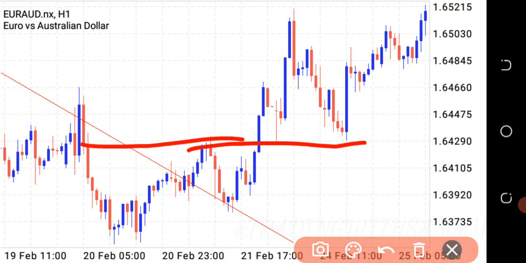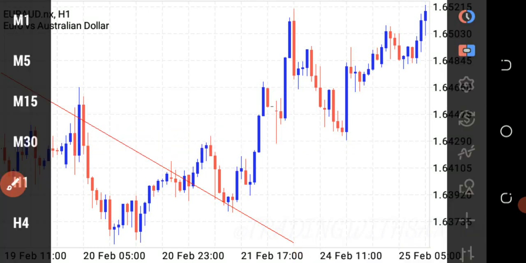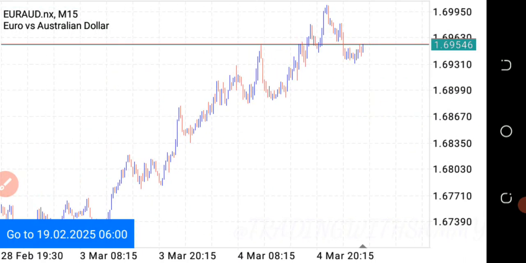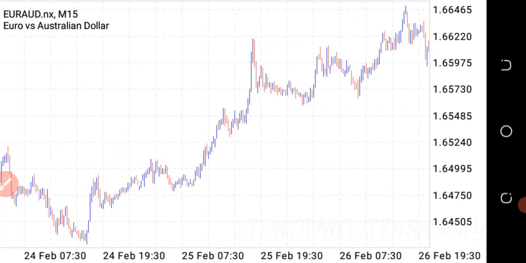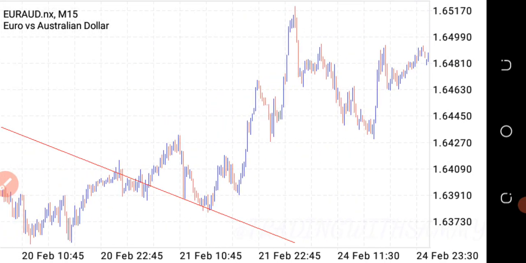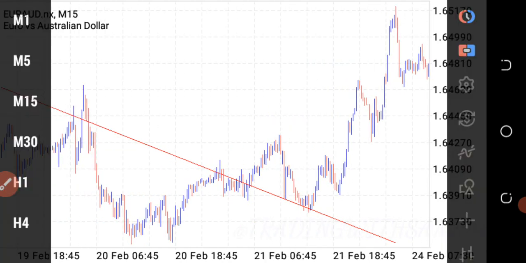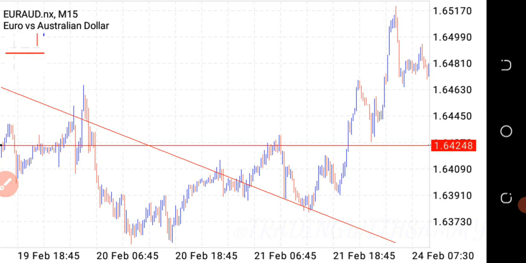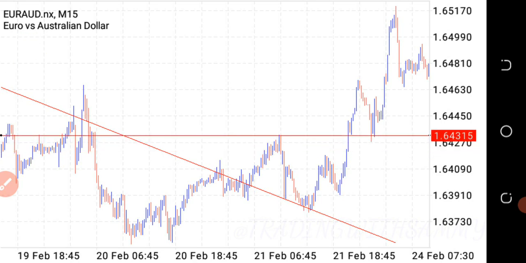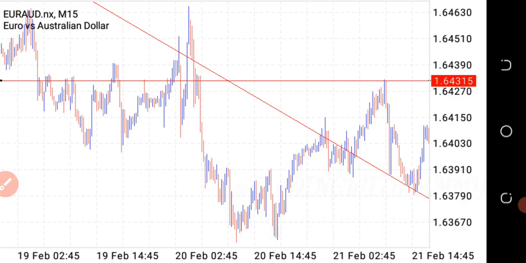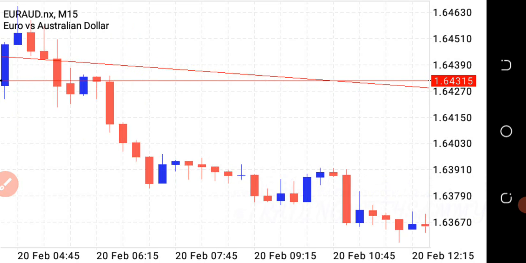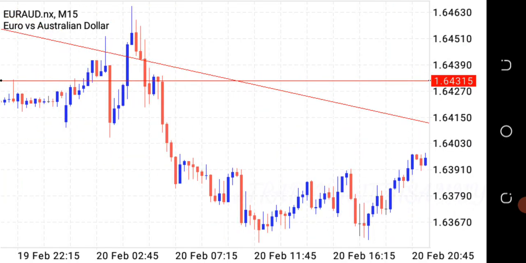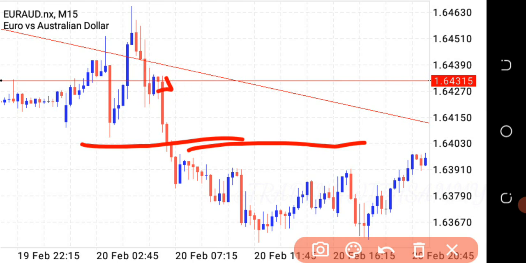Now if we go down to the lower time frame, like 15 minutes, let's get this picture clearly to see what's happening here. Okay, here we have it. See what happened here, this became a support level. Let's zoom in closely. This was the last high that actually took price to the downside.